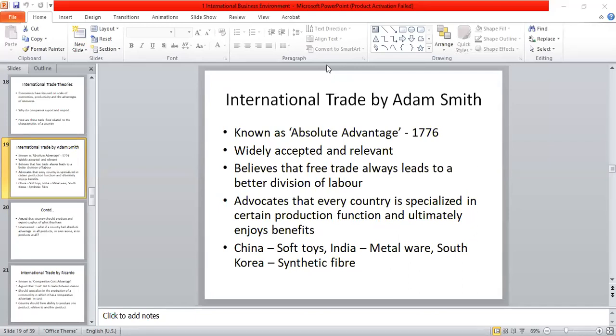Absolute advantage means a country produces more quantity of product or services. That is the meaning of absolute advantage. A country has more capability to produce the highest amount of output. That is the simple meaning of absolute advantage. Is it clear to you what the meaning of absolute advantage is?